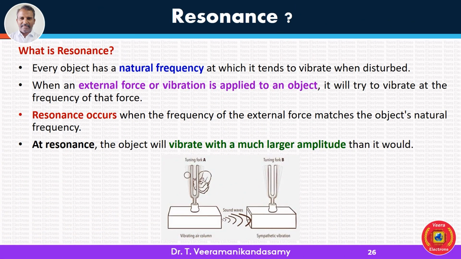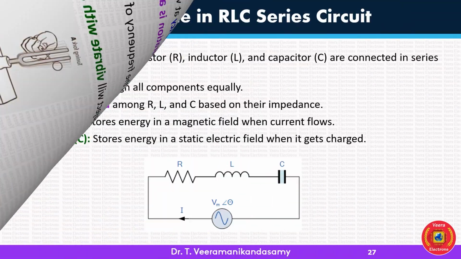Resonance. Every object has a natural frequency at which it tends to vibrate when disturbed. Resonance occurs when the frequency of an external force matches the object's natural frequency. At resonance, the object will vibrate with a much larger amplitude.